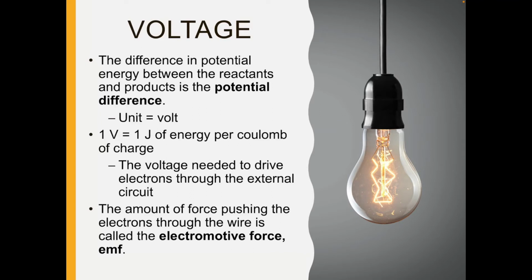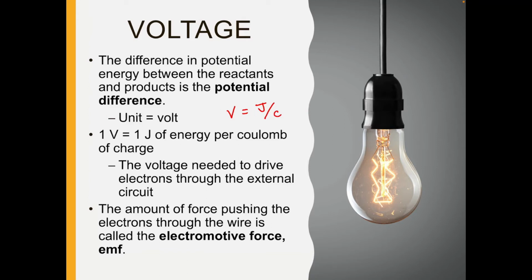So we can relate our current to our voltage, right? And our voltage will be the difference in potential energy between the reactants and our products. Okay, and our unit here will be volts. Volts is 1 joule of energy per coulomb of charge, and we will write that usually as volts are equal to joules per coulomb. Okay, and again, we were just talking about that we could measure current in coulombs. Okay, so that's how they are related.